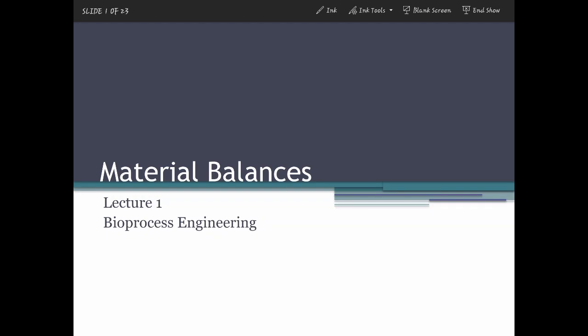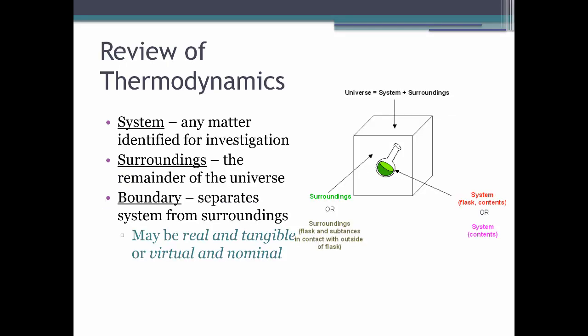Hi, in this lecture we will talk about the material balance reactions. So for a start, let's have a brief review of the thermodynamical terms that we will be using. So we have a system, which is defined as any matter identified for investigation.